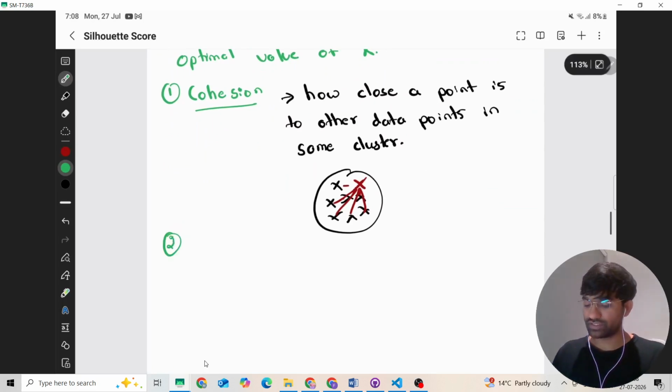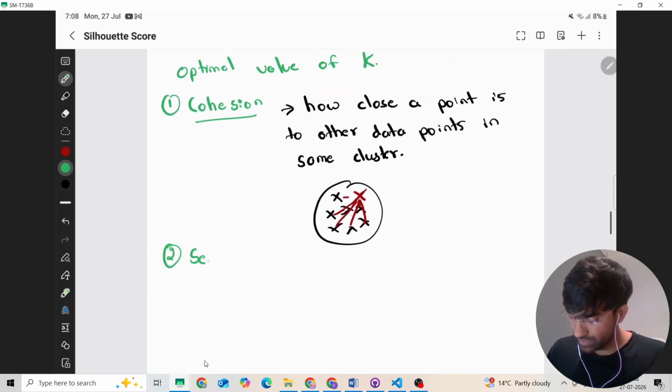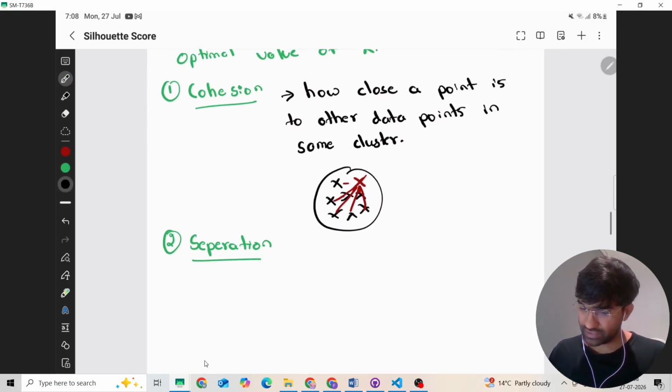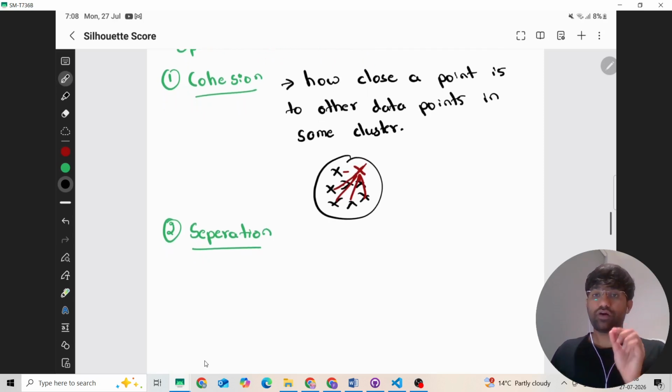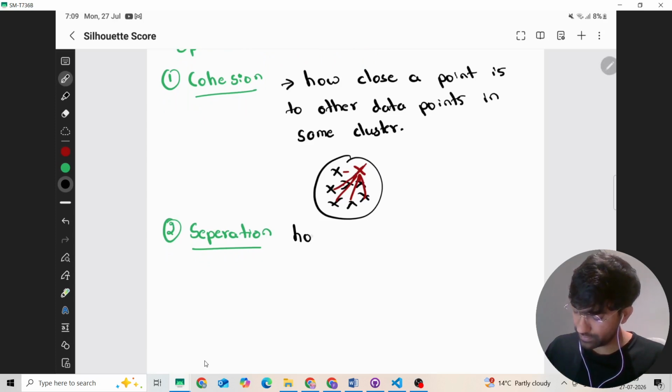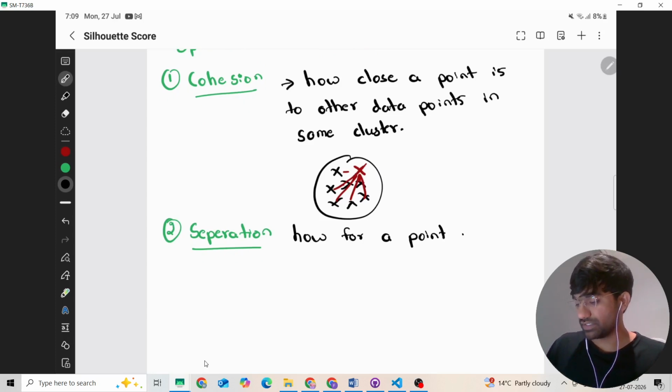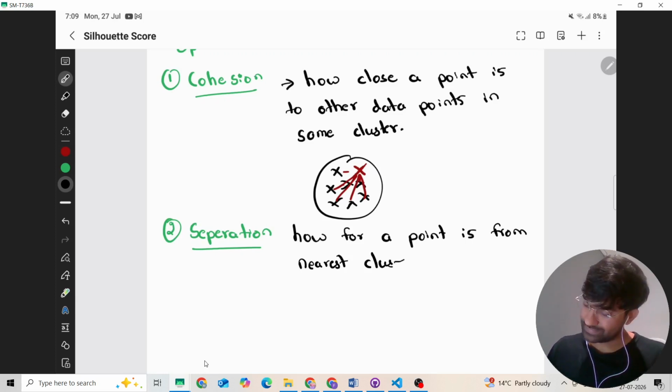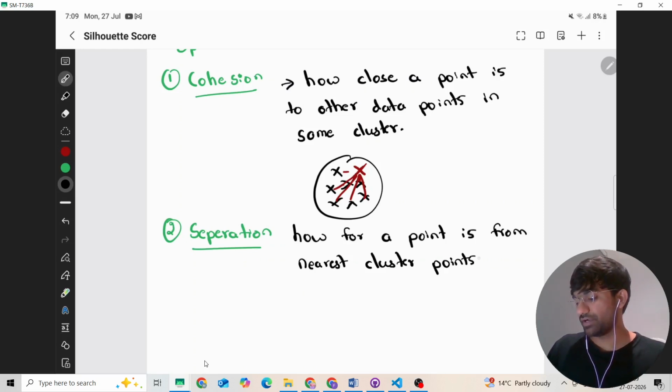And the second idea on which the Silhouette score is based is separation. Separation is the measurement of how far a point is from the nearest cluster's points. How far a point is from a nearest cluster's points.